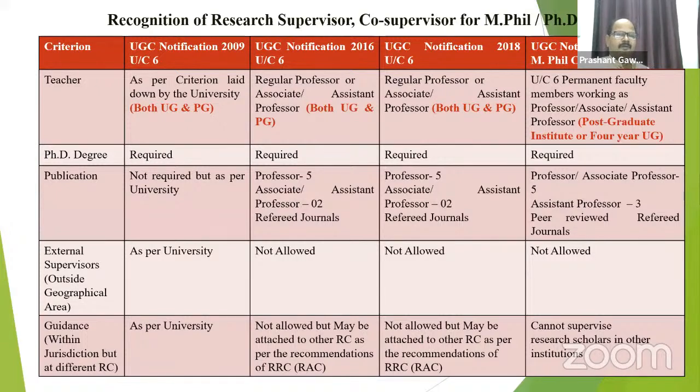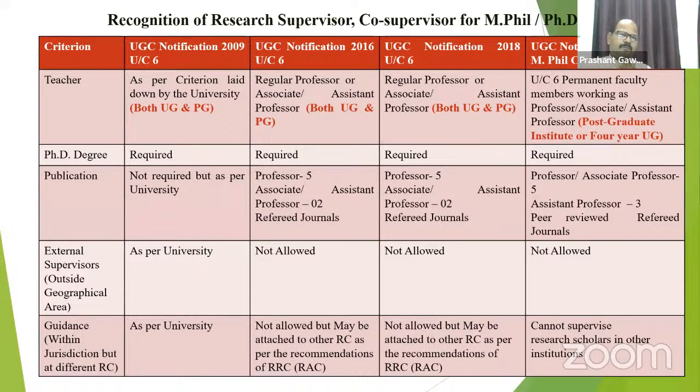Okay. But only from the postgraduate institute or from the 4-year UG course or the 4-year honors degree instituted in the institutes, they can act as a supervisor. This is a major change they propose under the 2022 regulation under clause 6.